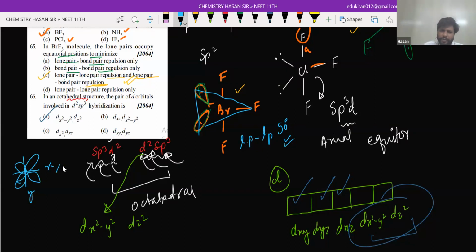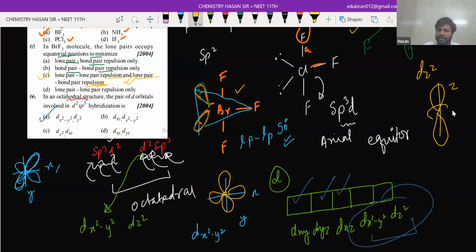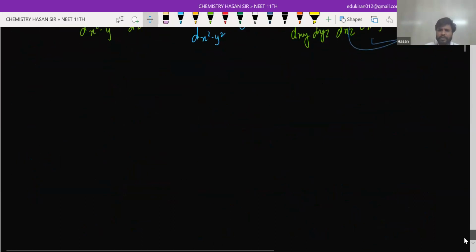If it is yz, you will have the lobes between the axes. But if you draw dx square minus y square, this is your x, this is your y, so it is more directional towards the x and y axes. For dz square, let's say this is your z axis. So this is more directional, so it will be easier to overlap with s or p. So that's why we have dx square minus y square and dz square.